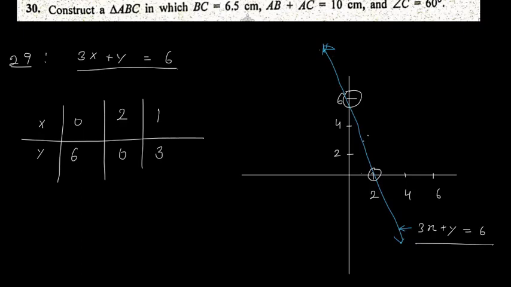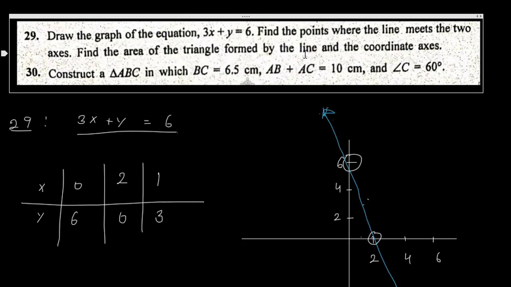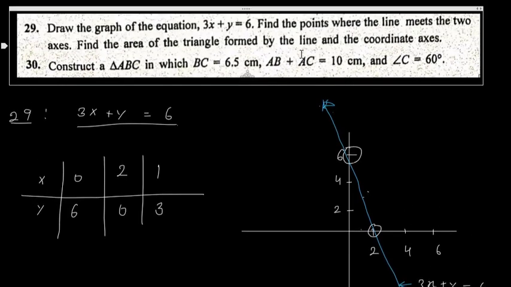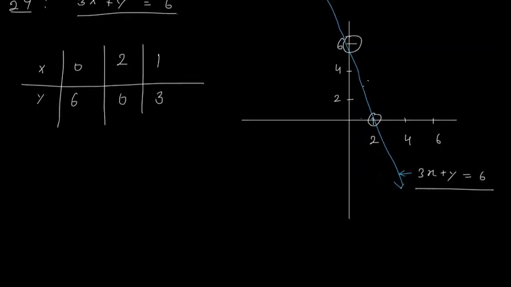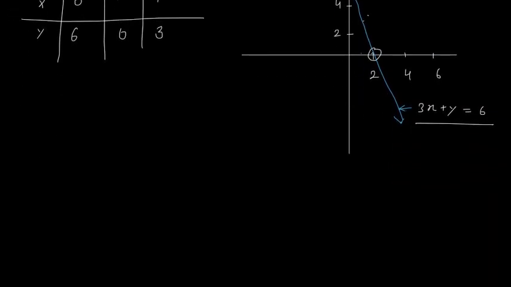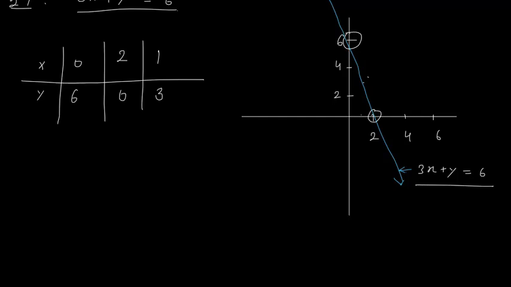Now we have to find the area, find the point where they meet the axis. So we have figured that out, and we have to find the area of the triangle. So let us mark these points. This is our origin O. Let us say this is point A, this is point B.